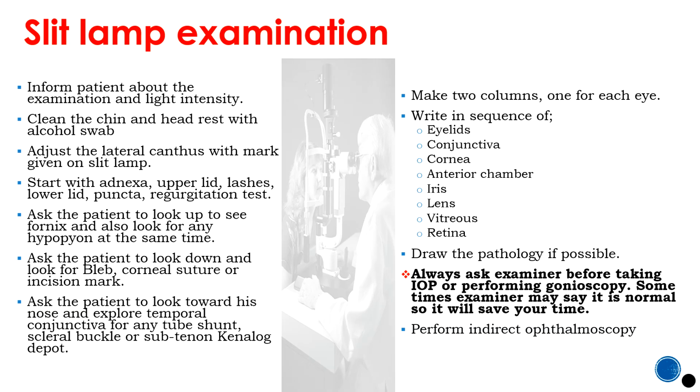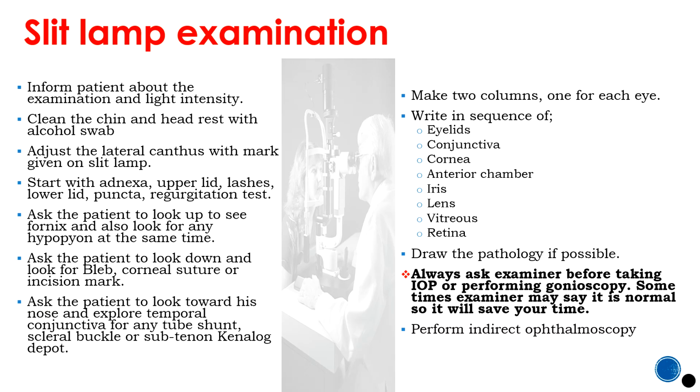After ocular examination, bring the patient to the slit lamp. Inform the patient about the examination and the light intensity. Clean the chin and headrest with alcohol swab. Adjust the lateral canthus with the mark given on the slit lamp. You may need to check the settings of the slit lamp because sometimes they are changed just to see how you will manage it. Start with adnexa, upper lid eyelashes, lower lid, puncta and do the regurgitation test.